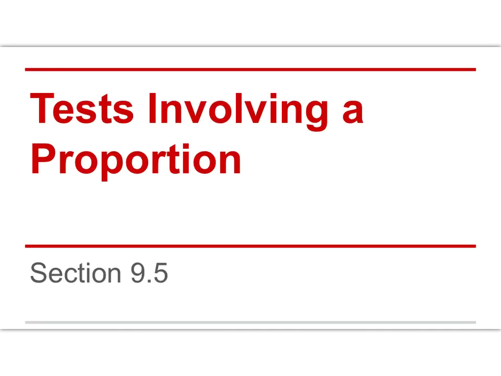Section 9.5 is entitled Tests Involving a Proportion. Just as in Chapter 8, we started with estimating mu and moved over to working with p, the population proportion. In the same way, we have started our look at hypothesis testing with problems that involve mu, and now we're back to p again.